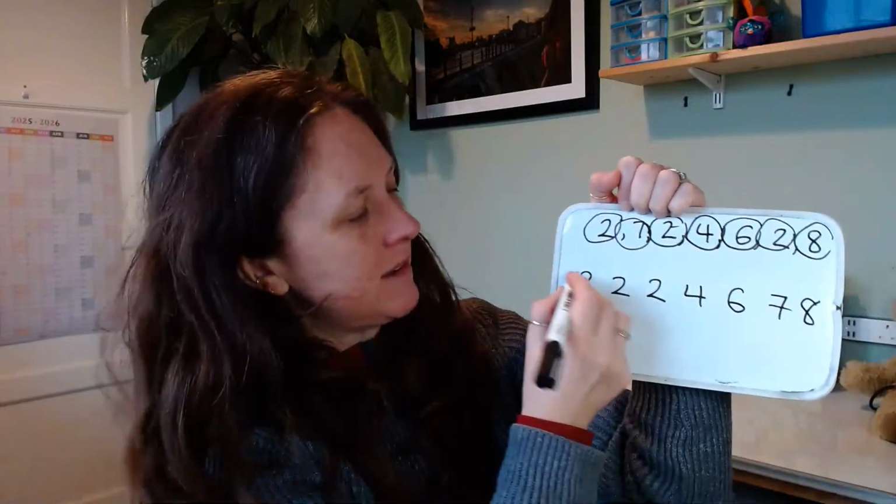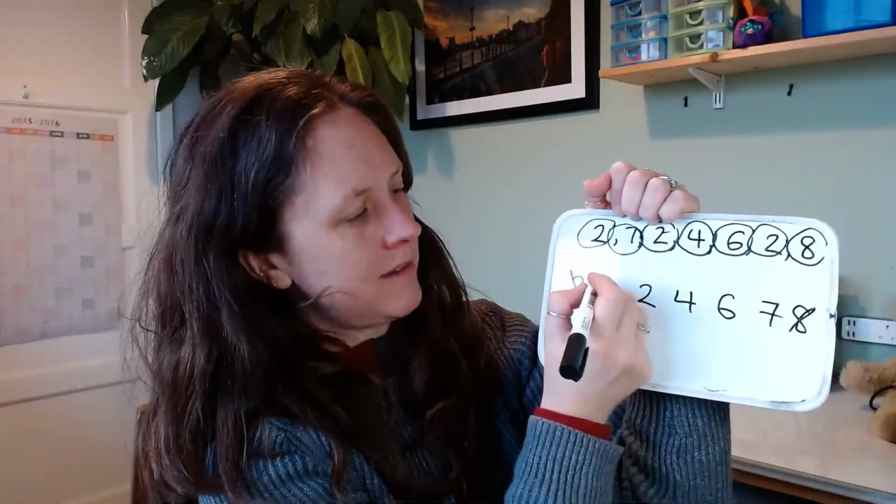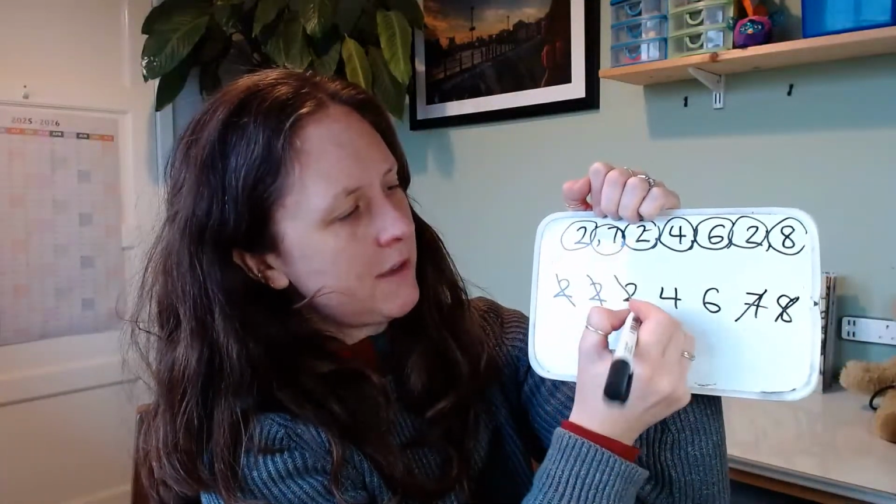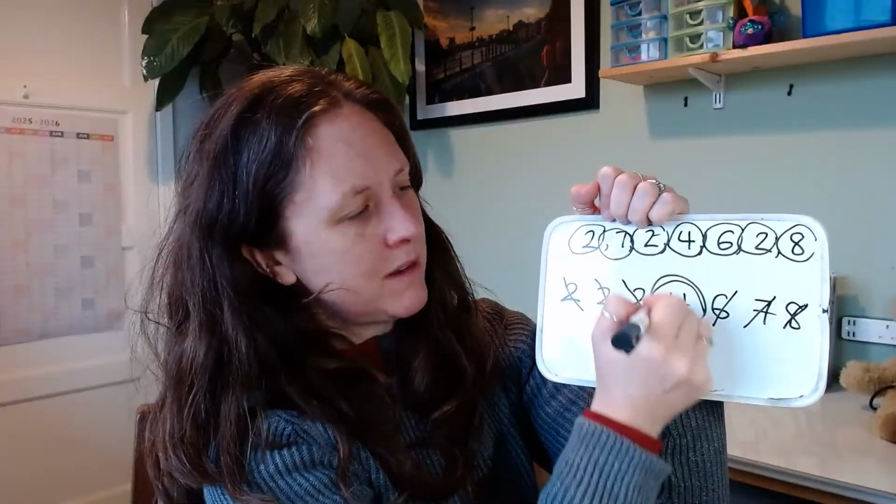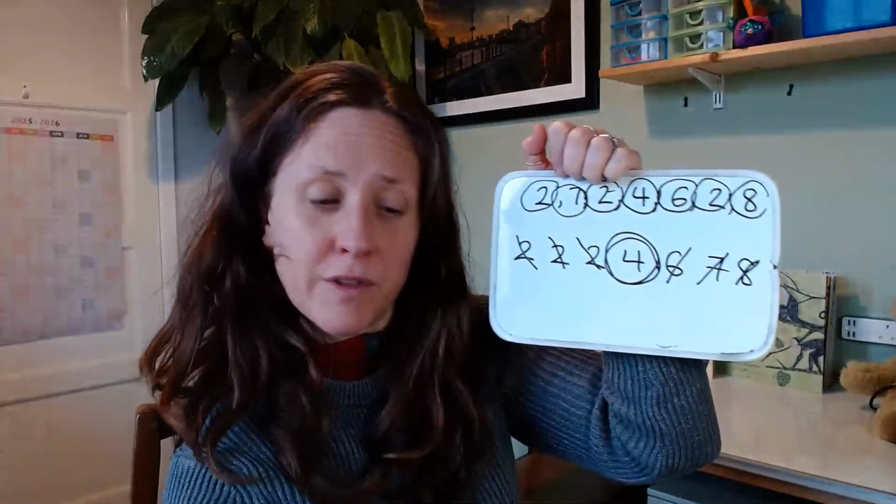Now I can find my median. So I cross off the lowest and the highest and keep coming in until I find my median right in the middle, which again is 4 for that one.